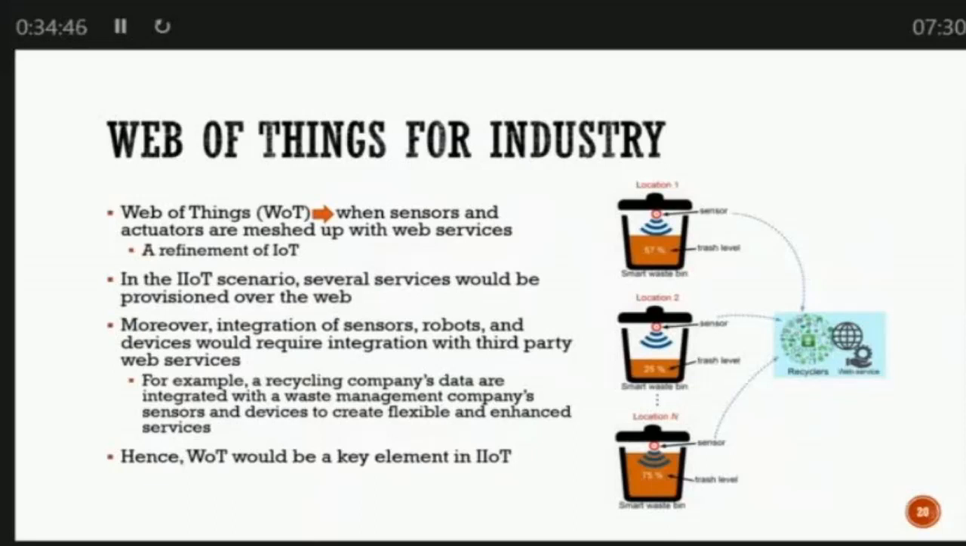So what they do is they connect to the web service of the waste management company and receive data from those sensors or from those waste bins. So this is how connecting to a web service, connecting to sensors, creates Web of Things. I hope it is understandable. So this Web of Things is another part of, or actually a refinement of IoT. So in industrial IoT, Web of Things will be really important. I'll explain one of the examples of this smart waste management in the next slide.